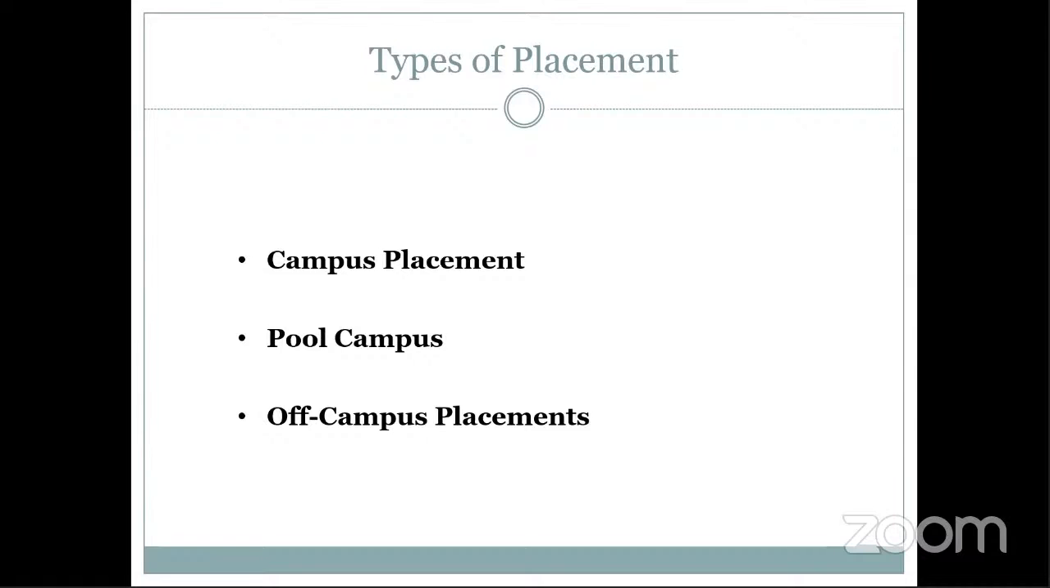Okay. Clear about the full campus drive? So we talked about campus placement. If only your college is involved, then it is called a campus placement. If more than one college is involved, then it is called a full campus.